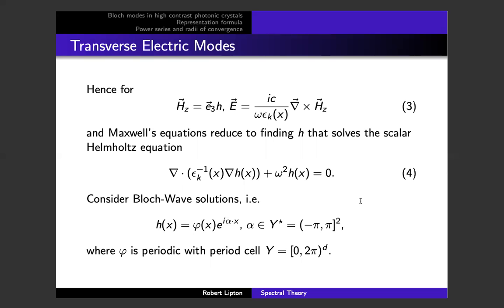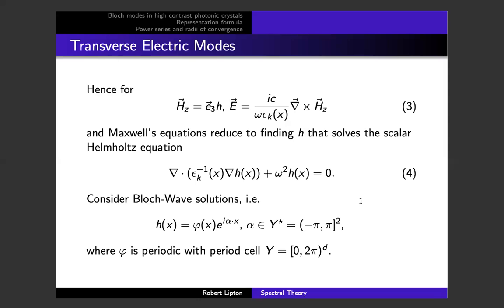And so if we know what the H field is for this particular geometry, then we can quickly solve for the E field, and that's the electric field in the transverse plane. It's uniform in the X3 variable. And so in the X1, X2 variables, the E field is given in terms of the curl of the H field. The prefactor there is i times c divided by the frequency times epsilon k, which is the permittivity that takes the value k in between the particles and the value 1 in the particle.